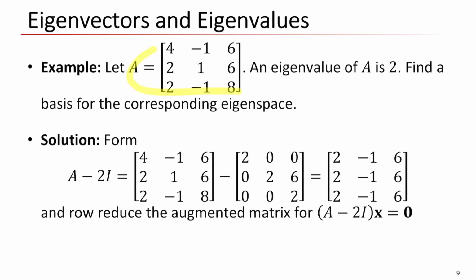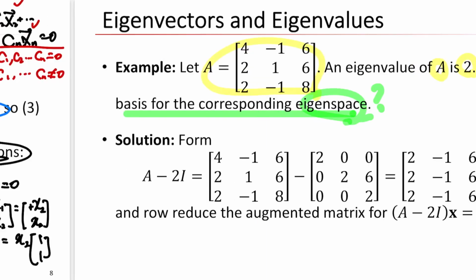Okay, let's say the matrix A is something like this, and we want to find the eigenvectors of the matrix A, but we already know the eigenvalue of the matrix A is 2. Later, we will talk about how to find the eigenvalues, but here, let's assume that we already know the eigenvalue. Then the question is, find the basis for the corresponding eigenspace. What is the eigenspace? The eigenspace is the set of all possible eigenvectors, right? So, okay, let's do that.